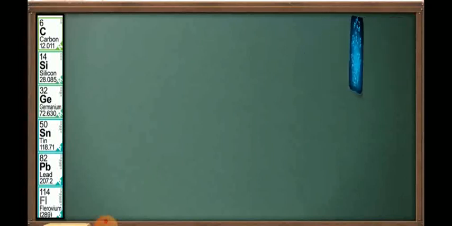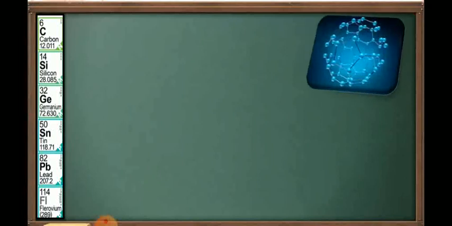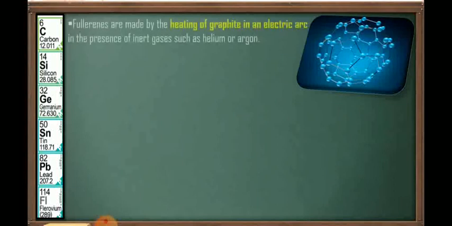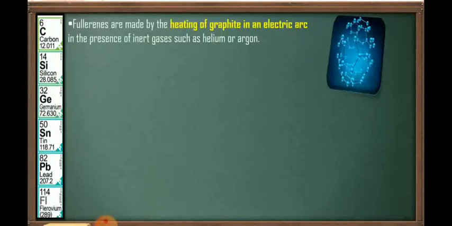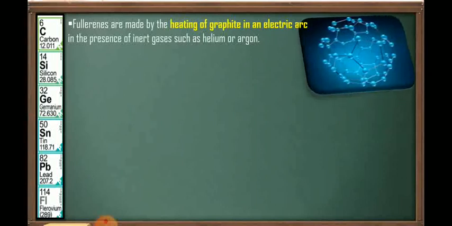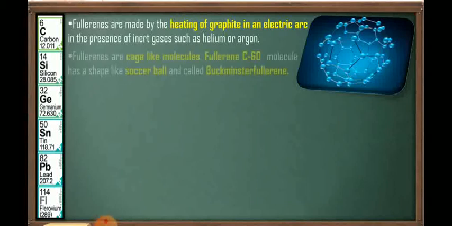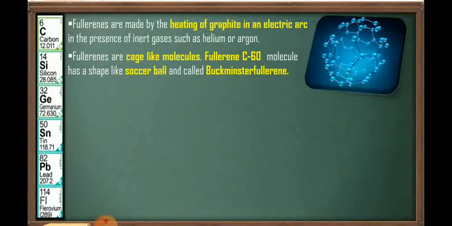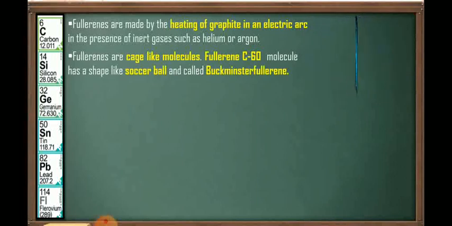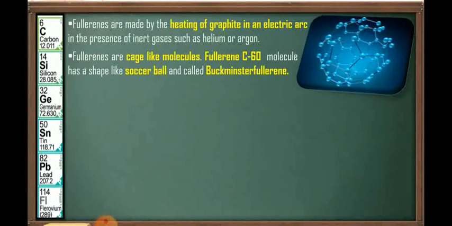Let's see a few properties of this Fullerene, mainly Fullerene C60. These Fullerenes are made by heating another allotrope of carbon, graphite, in an electric arc in the presence of inert gases such as helium or argon. That graphite allotropic form gets converted into the Fullerene allotropic form. And these Fullerenes are cage-like molecules, as you can see in this diagram.